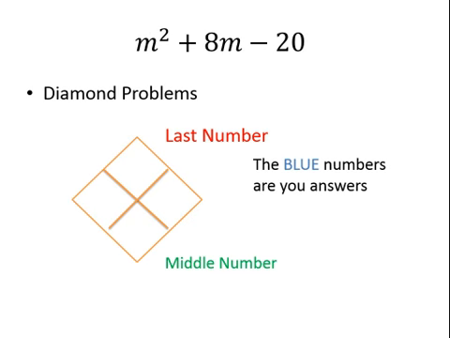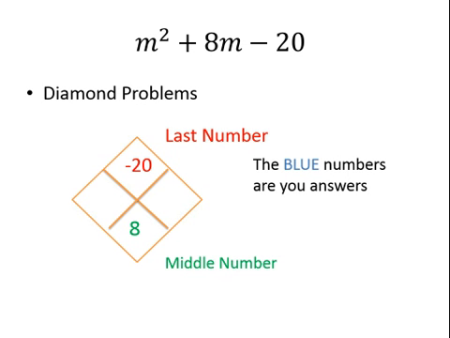So now, with this one, we notice that the last digit is now negative, meaning the two numbers are going to end up being different signs. One's going to be positive, one's going to be negative. Our middle number's a positive 8.